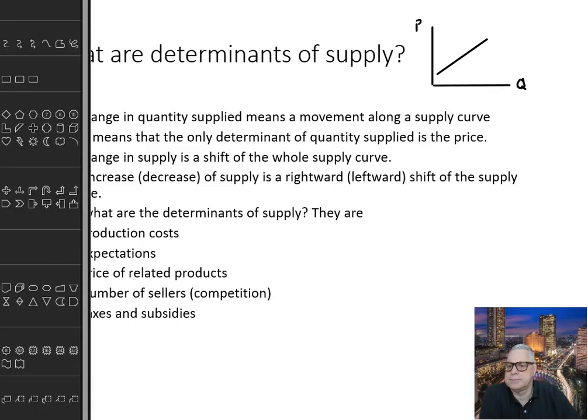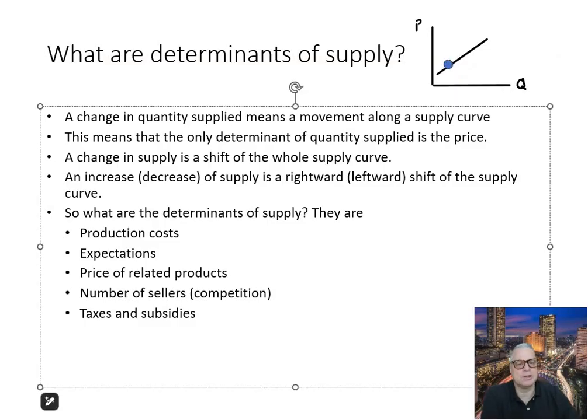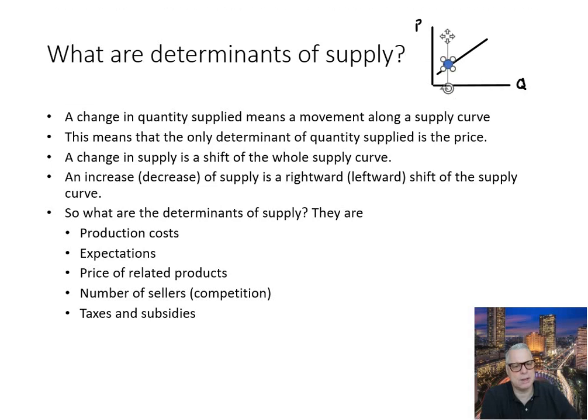and let's say we have a certain point. So that point gives a certain quantity supplied given the price, and if we move along the supply function, that is what we call a change in quantity supplied. Okay, but if the entire curve shifts, that is what we call a shift in supply.